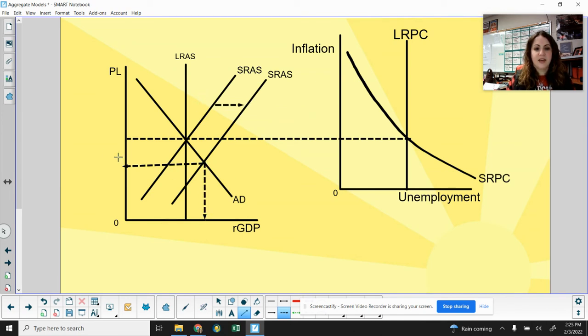So when aggregate supply increases, prices go down and GDP will actually go up. So like the economy is getting better. Look at that. Prices are low, GDP is high. That is short run aggregate supply increasing.